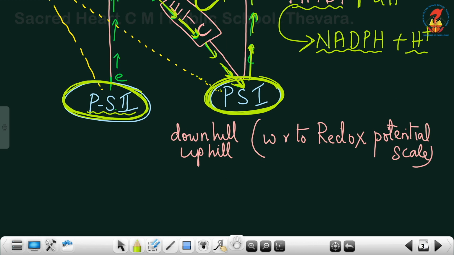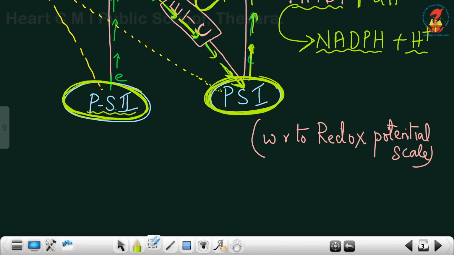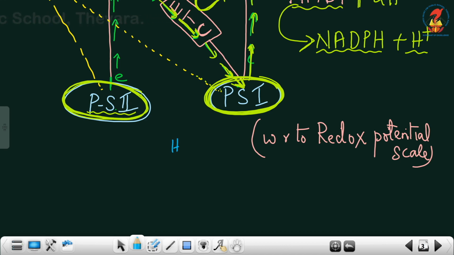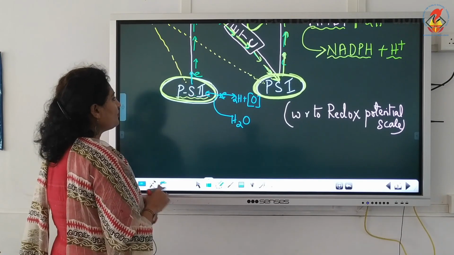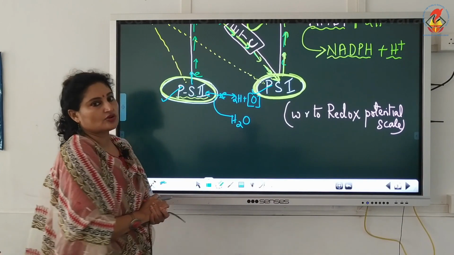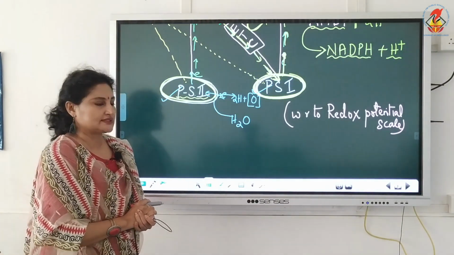How is it replaced? A very important event, that is photolysis. Water undergoes photolysis. It splits into oxygen atom and hydrogen and also electrons. And the electron that was lost, I told you, is now compensated by the photolysis of water. Now both in photosystem 2 and photosystem 1, the lost electron is compensated.